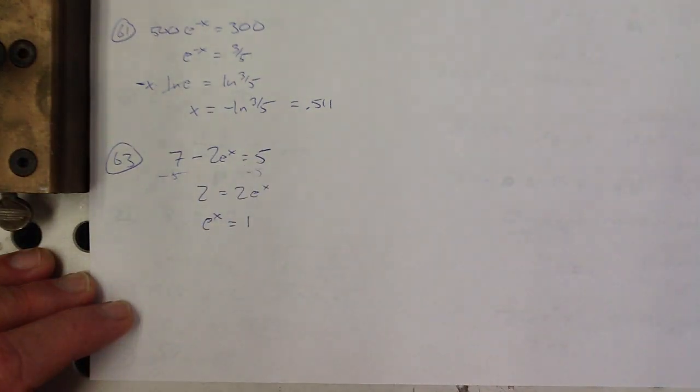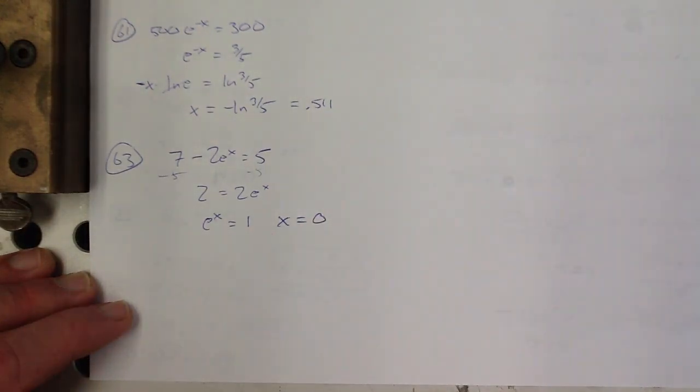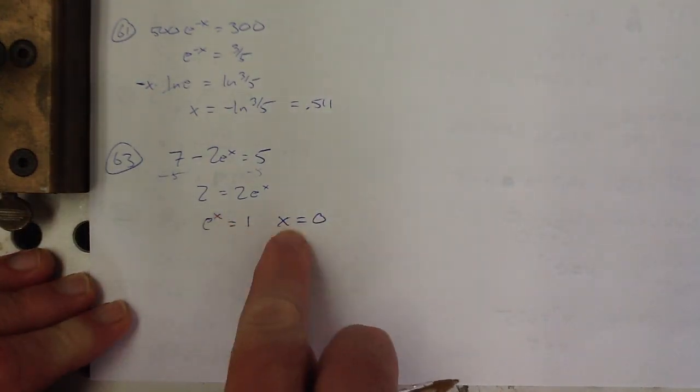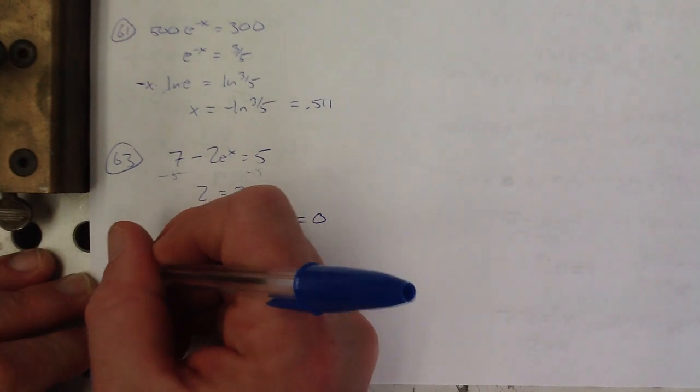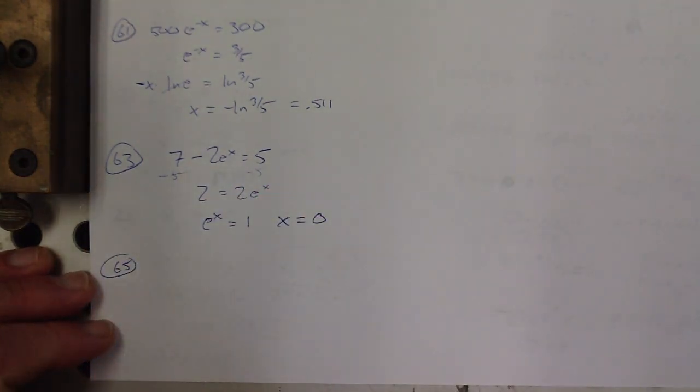And then we get e to the x is equal to, divide both sides by 2, e to the x is equal to 1. I don't need my calculator for that. x has to be 0. If you're going to raise e to something and get 1, that's just 0. Number 65.